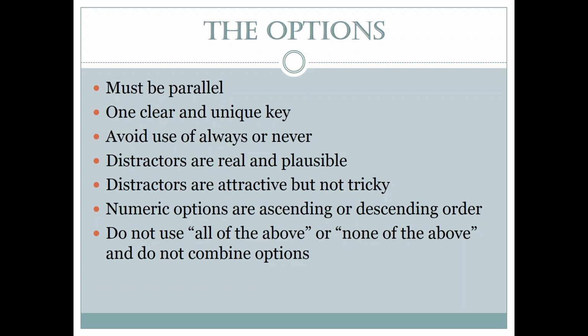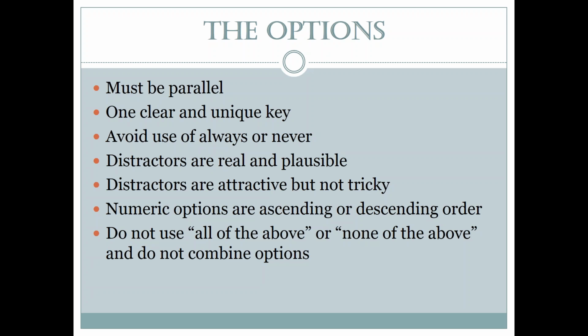Distractors are real and plausible, and they're attractive but not tricky. So again, you don't want to provide any false information or any information that's just not true or realistic, but we're not trying to trick somebody by maybe spelling something slightly incorrect that's wrong, or something that is used for the question but just not for a CNL.